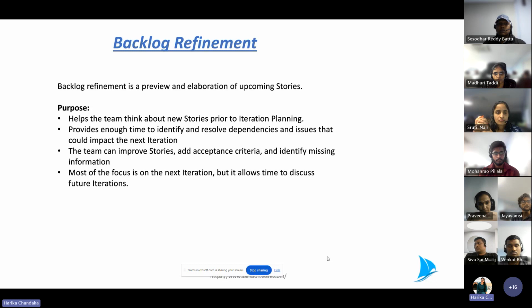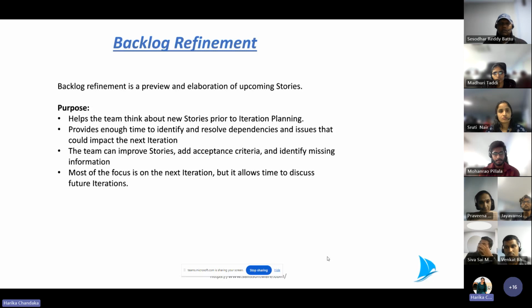Or within that span, the team can always reach back to the product owner to prioritize the stories in place for the next sprint. It provides enough time to identify and resolve dependencies and issues that could impact the next iteration.